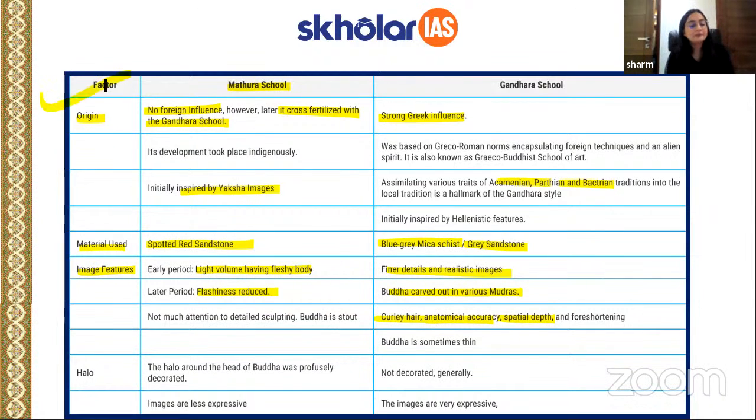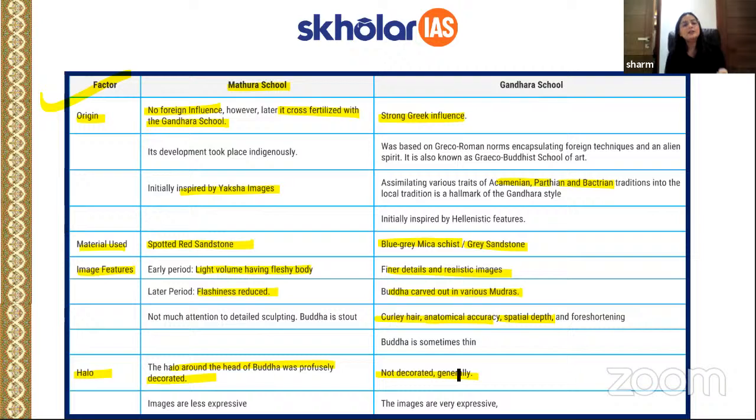Apart from this, students, there was this particular feature, that is the halo around Lord Buddha, wherein in the Mathura school of art, this particular halo around the head of Buddha was profusely decorated, whereas the halo around the Buddha of Gandhara school of art was not decorated as such. Okay, so these are certain points that differentiate between the Mathura and Gandhara school of art.